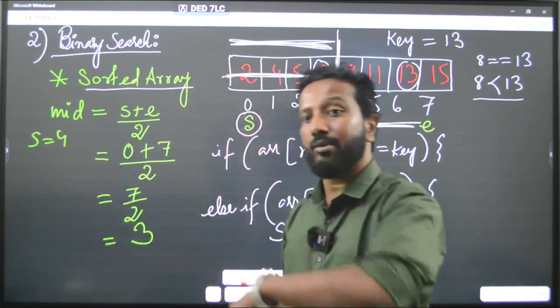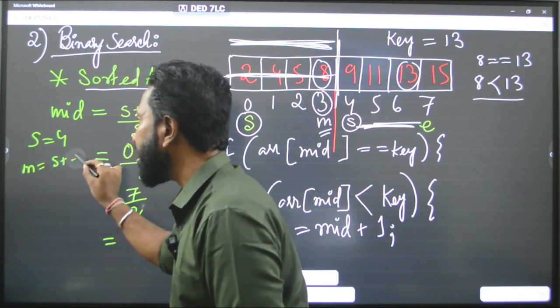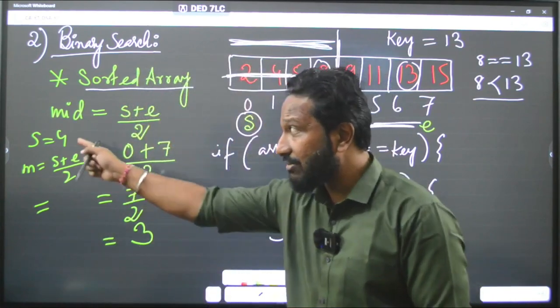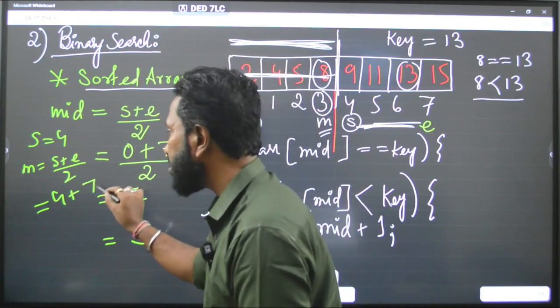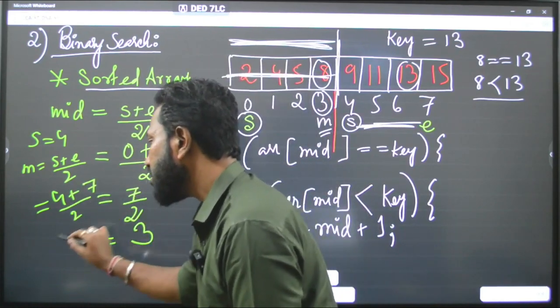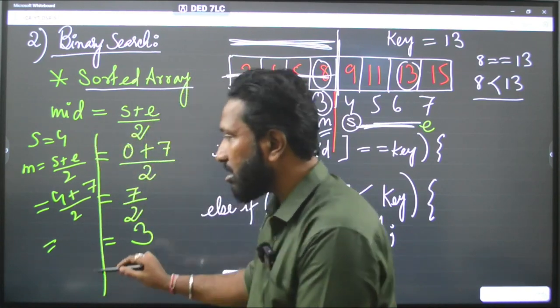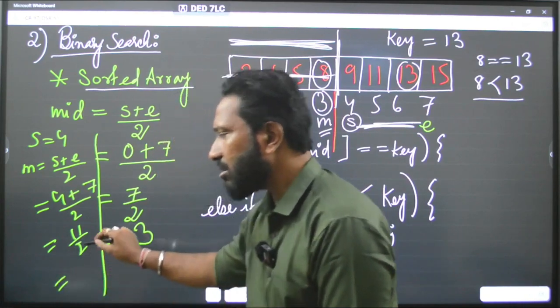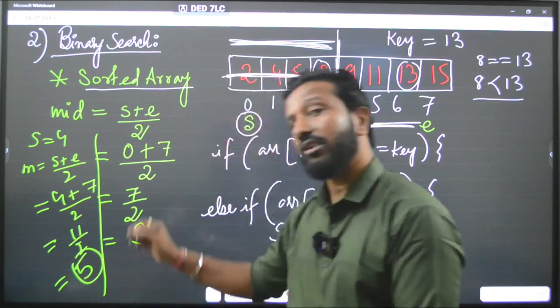Now again calculate the mid value. Mid equal to start plus end by 2. See this. What is the start value? 4. 4 plus end is what? 7 by 2. That means how much? Let me write a dash here. 11 by 2. Okay. 2 5s are 10. This is 5. We got the new mid.